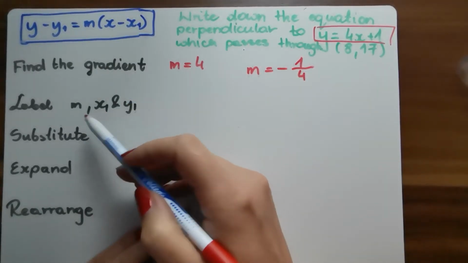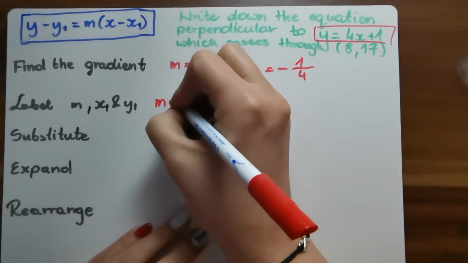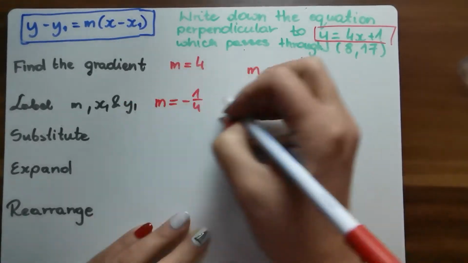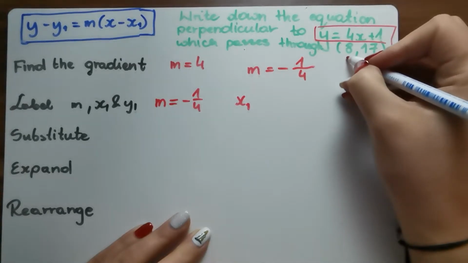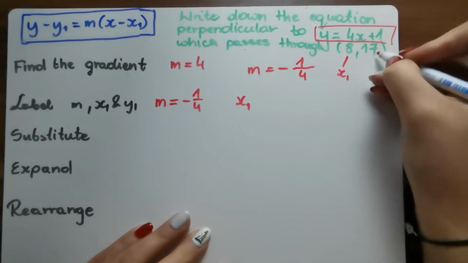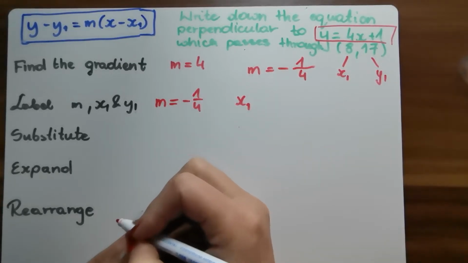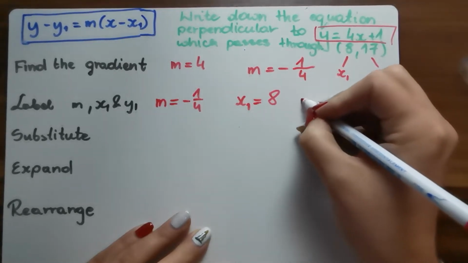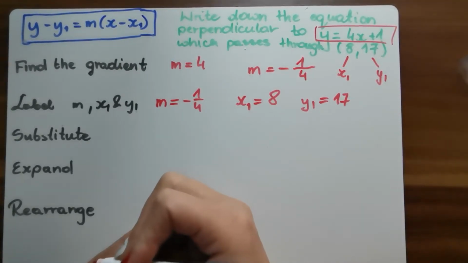Okay, so we will label our m, x1 and y1. The gradient m is equal to negative 1/4. For x1 and y1, we are looking at our point. This is our x1 and 17 will be our y1. So x1 will be equal to 8 and y1 will be equal to 17.